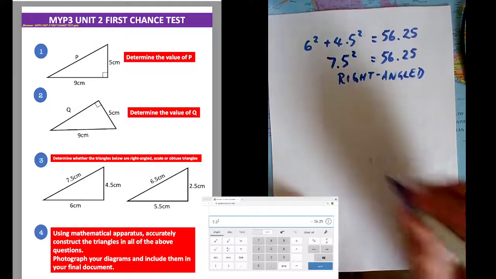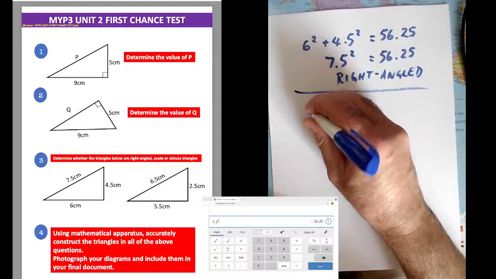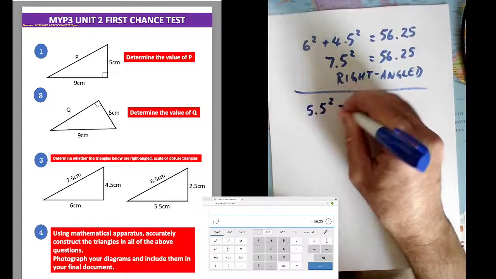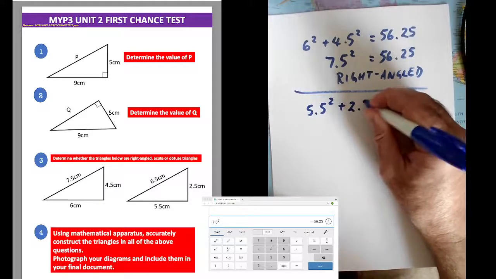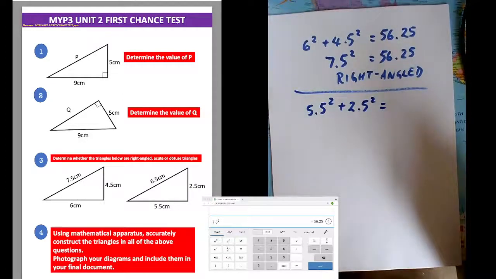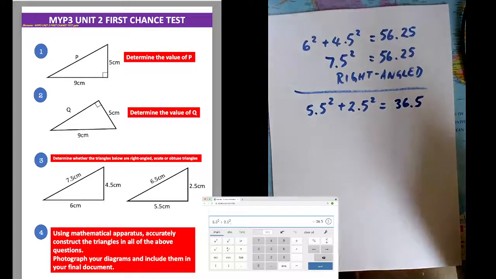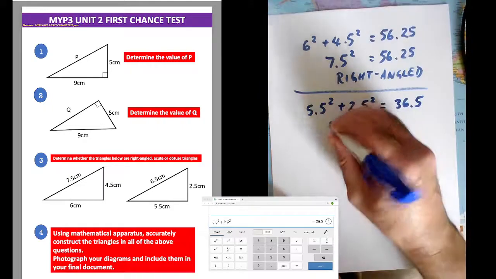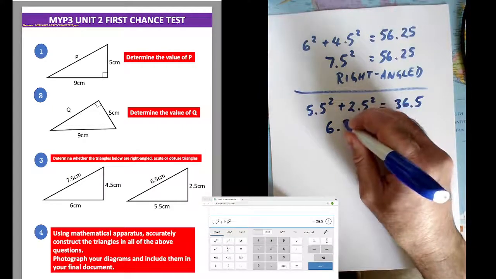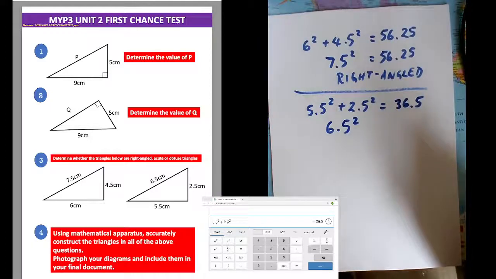But with the second one, so the 2 shortest ones are the 5.5 and the 2.5. So 5.5 squared plus 2.5 squared gives me, let's just Desmos it again, 5.5 squared plus 2.5 squared gives me 36.5. So if it's a right-angled triangle, then the 6.5 squared should also be 36.5. Well, let's work that out.